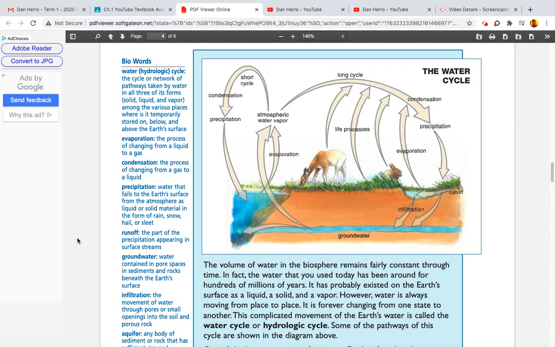The volume of water in the biosphere remains fairly constant through time. In fact, the water that you use today has been around for hundreds of millions of years. It has probably existed on the Earth's surface as a liquid, a solid, and a vapor. However, water is always moving from place to place. It is forever changing from one state to another.